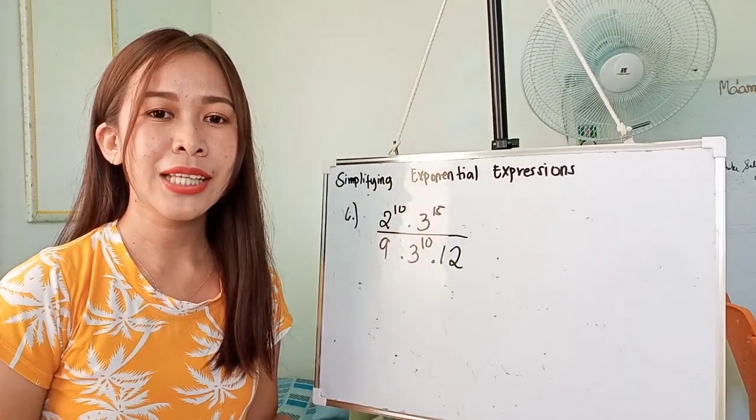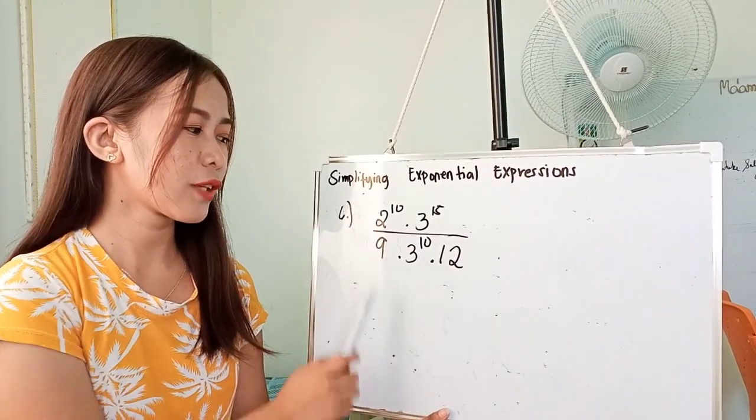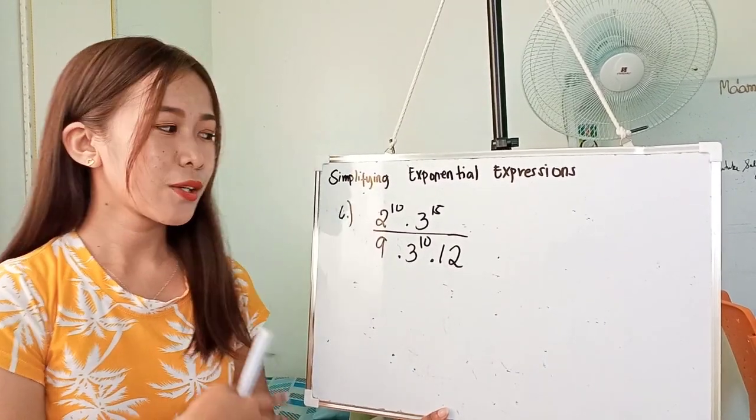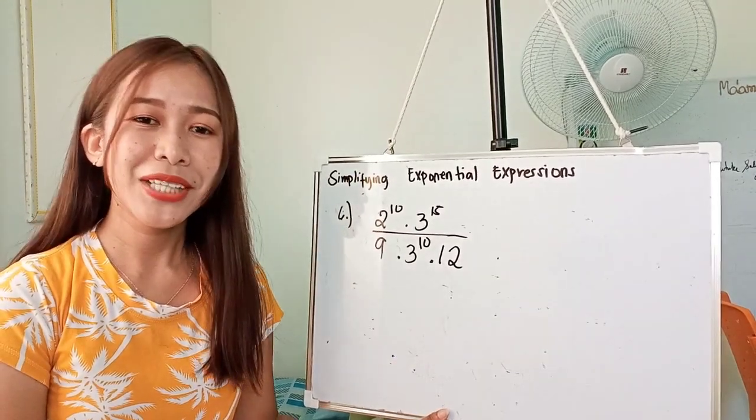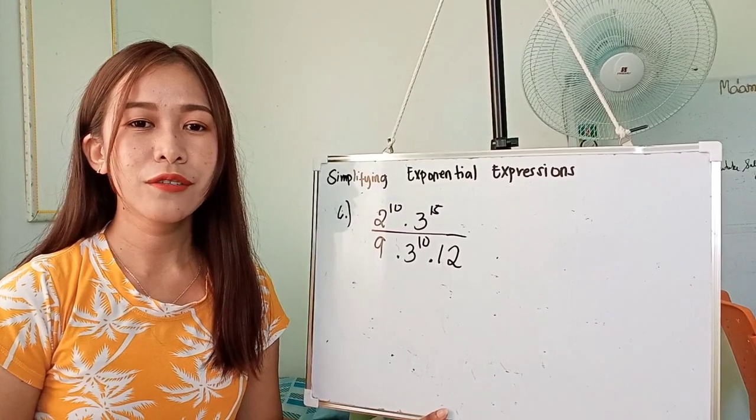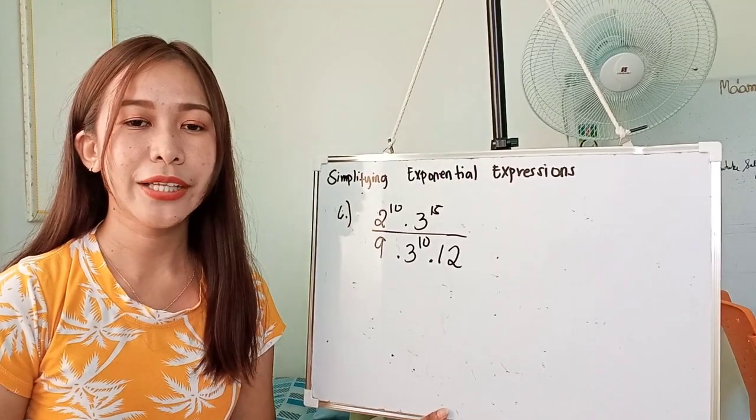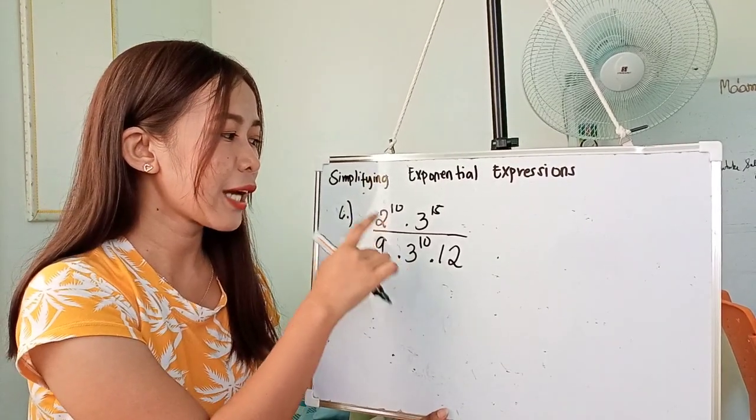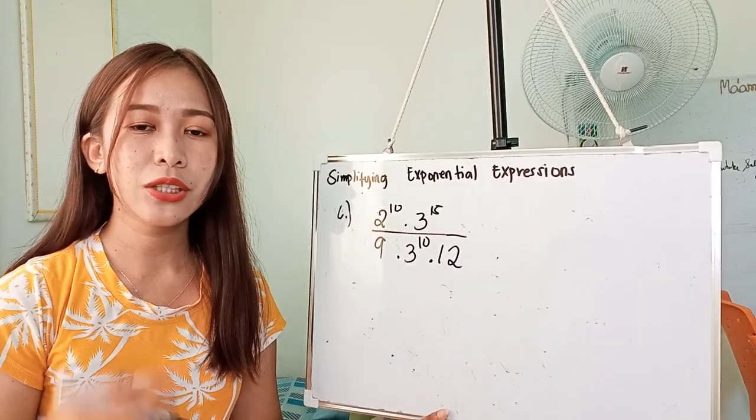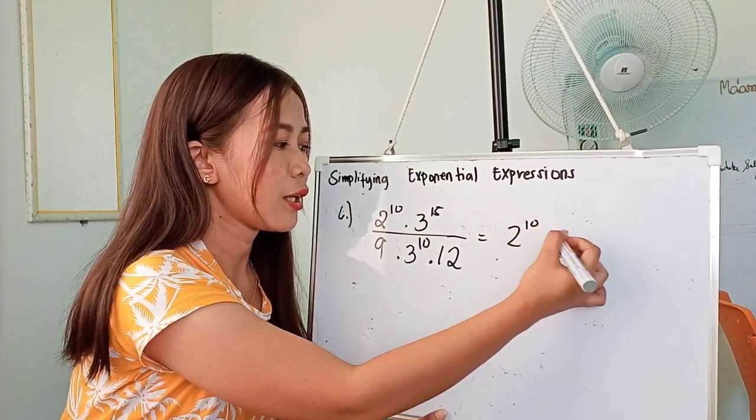Okay, so for our last example, we have here number 6. 2 raised to 10 times 3 raised to 15 over 9 times 3 raised to 10 times 12. Okay, so makikita nyo palang medyo, paano yan ma'am? Medyo komplikado, di ba? Pero syempre, madali lang to. All we have to do is to express them, lahat sila, into an exponential expression. For example, 2 raised to 10 and times 3 raised to 15, okay na. Hindi na natin siya kailangang i-express to exponential expression kasi meron na siyang exponent, di ba? So, kopyahin mo lang yan. Okay.